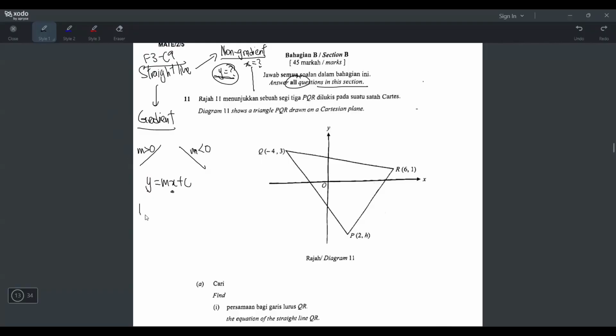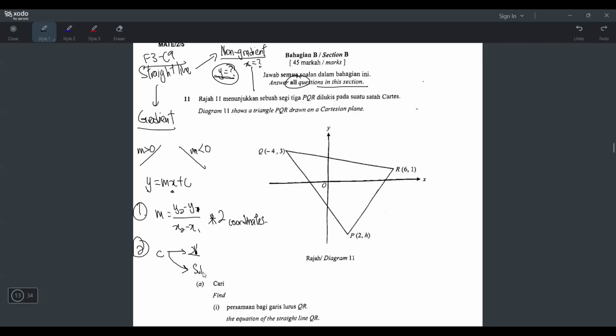So the first thing is you need to learn how to find gradient, and the formula is y2 minus y1 over x2 minus x1. But you need two coordinates for this to work, because if you don't have two coordinates, then it's not enough information to find gradient. The second thing is how to find y-intercept. You can use your eyes to check the diagram and see whether they give you the y-intercept or not. And if they don't give you, then you use the second method.